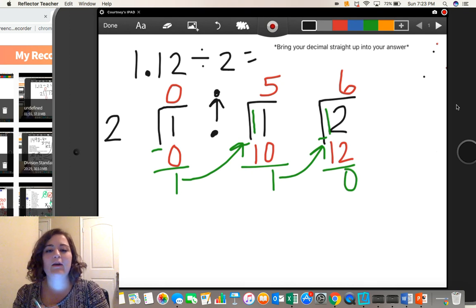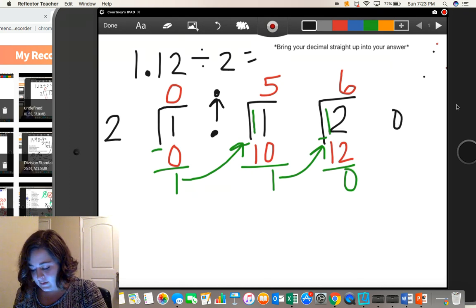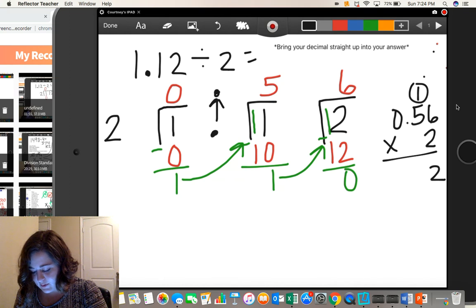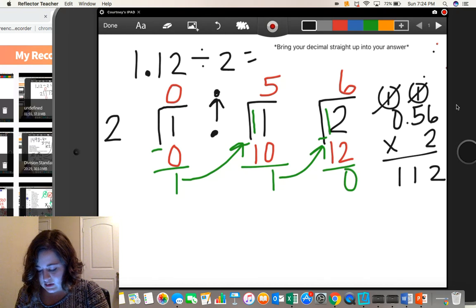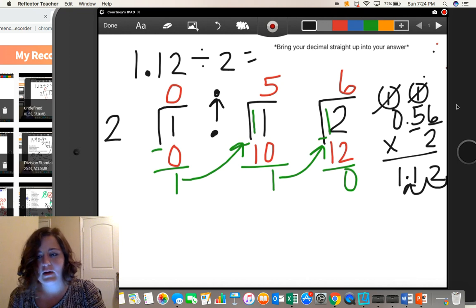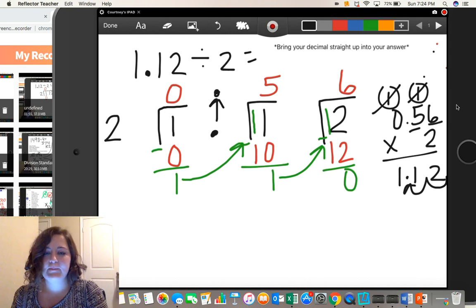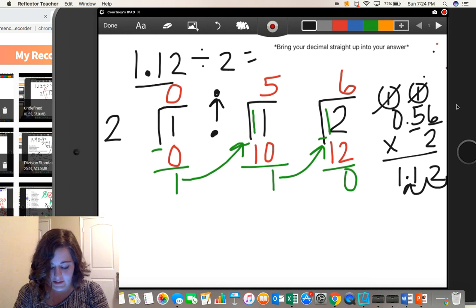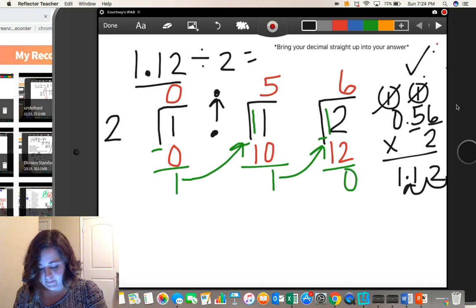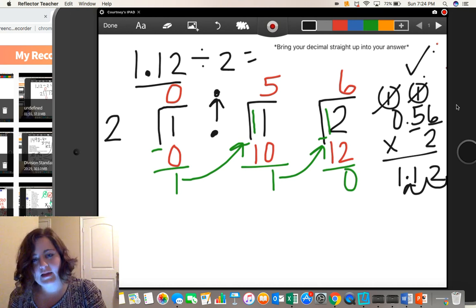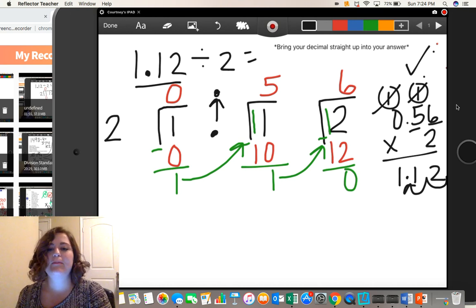And you still check your answer by multiplying the same way we did last week. So I'm going to check my answer by doing 56 hundredths times 2. 2 times 6 is 12. 2 times 5 is 10, plus 1 is 11. 2 times 0 is 0, plus 1 is 1. And there are 2 numbers after a decimal, so I move my decimal 2 spaces. I still get 1 and 12 hundredths as my answer, which is what I started with in my dividend, so I know my answer is correct. And the only thing that was different is moving our decimal straight up in our answer.